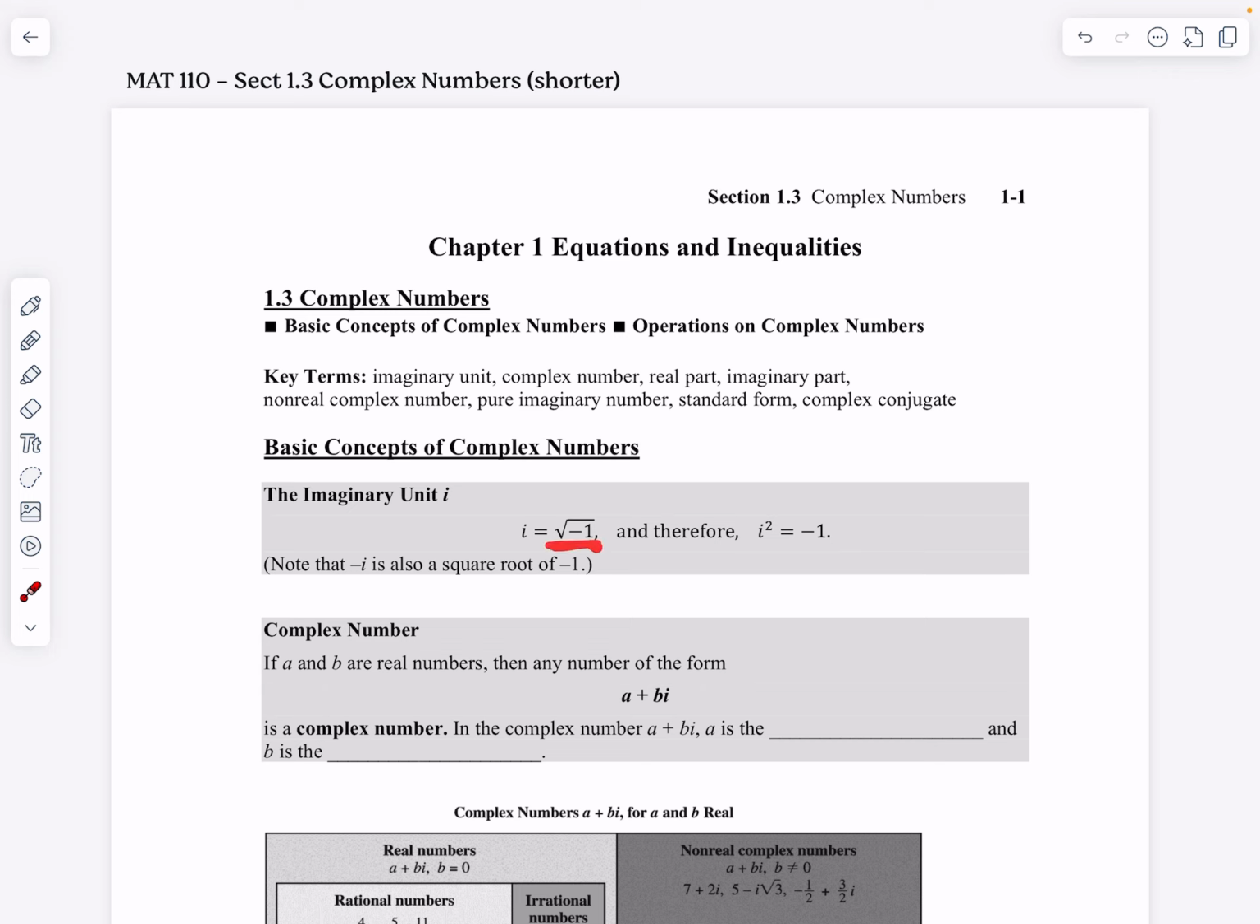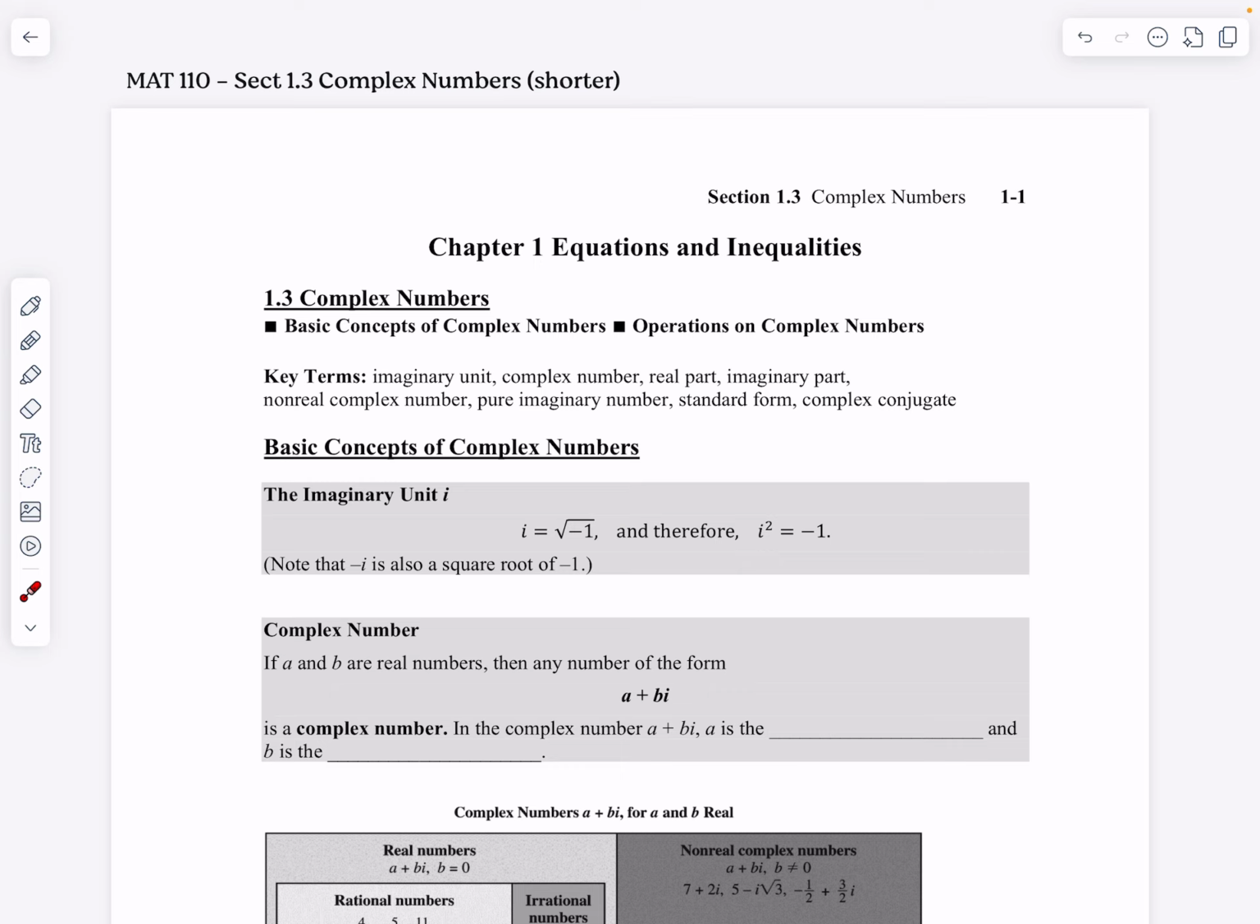If you think about it, we can't really find the square root of -1, because -1 times -1 is 1, and 1 times 1 is 1. So how do we get that to be negative? One would have to be positive and one would have to be negative, right? So that's why it's called an imaginary number. It is the square root of -1.